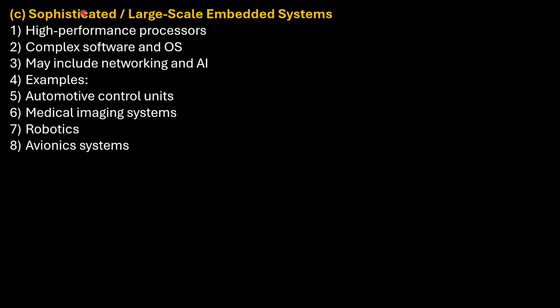Now friends, sophisticated large-scale embedded systems. They have high-performance processors, complex software and operating system, and may include networking and artificial intelligence. Examples: automotive control units, medical imaging systems, robotics, and avionics systems.